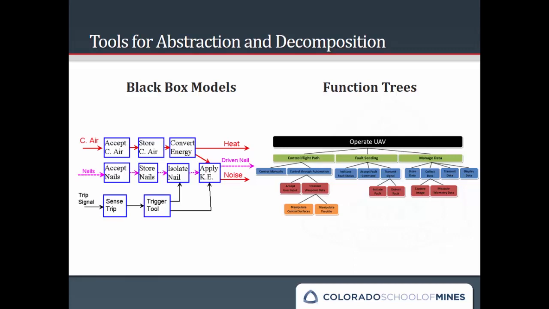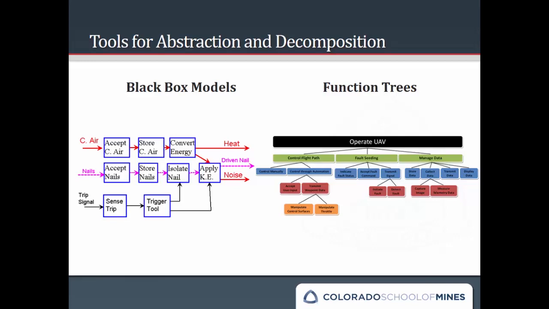We also looked at function trees. Function trees take the task that needs to be done, or the function that needs to be done, and break it up into subtasks. In this particular case, we had a UAV example where one of the things we have to do with that UAV is control how it was flying around. The second one was how we were dealing with different types of fault conditions.